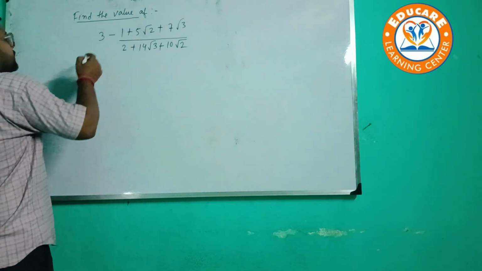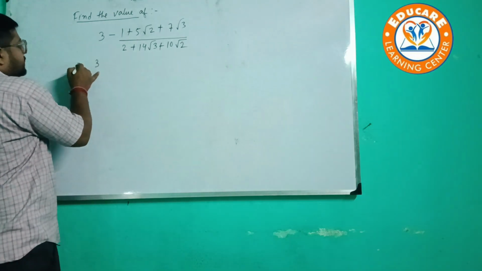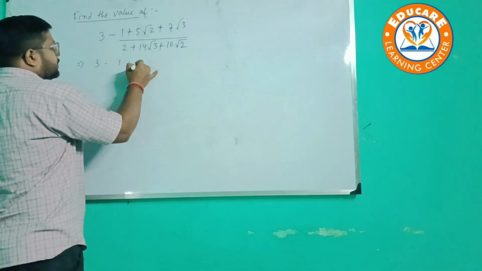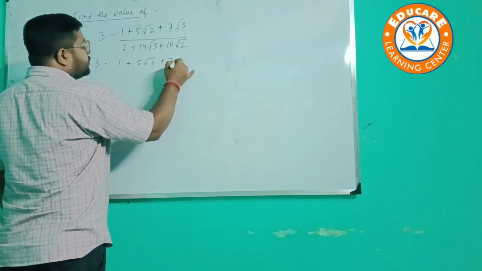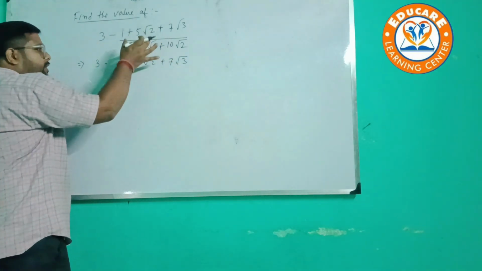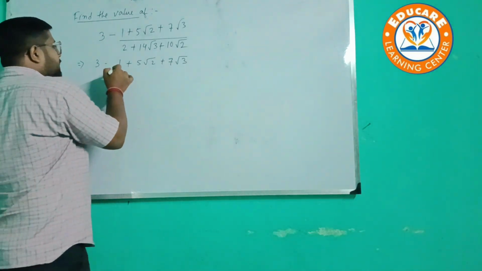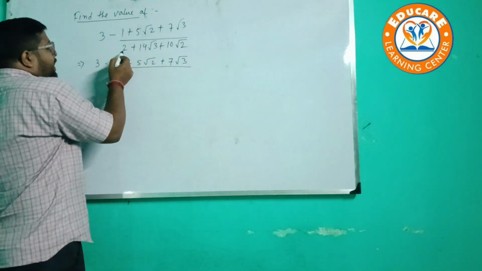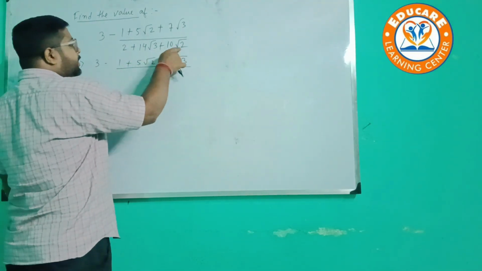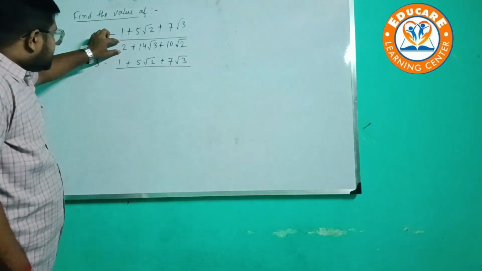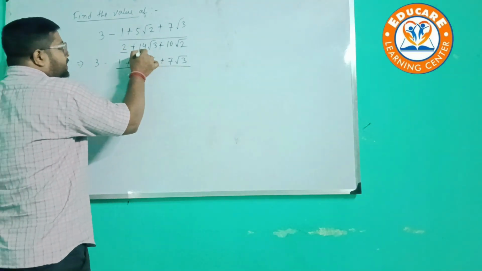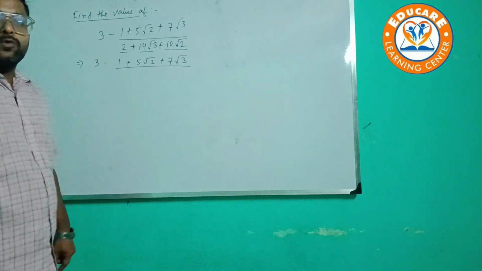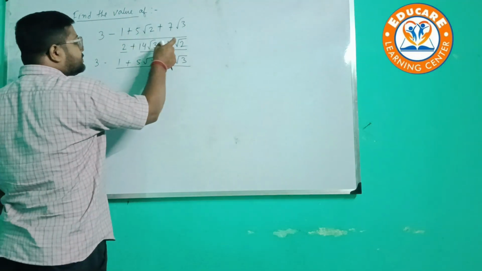First of all, let's keep this 3 as it is, no need to change, and I am keeping the numerator same. There is no point of changing the numerator whatsoever, so I am keeping the numerator as it is. Now, if you look at the denominator properly, you have 2 plus 14 root 3 plus 10 root 2. Now, as you can see, all the three numbers are completely divisible by 2.